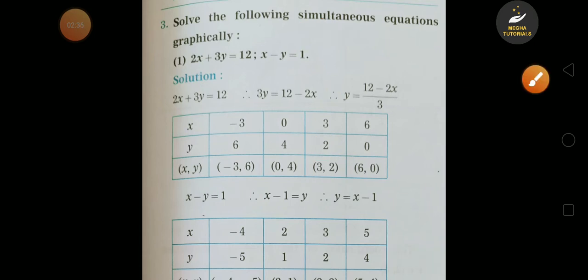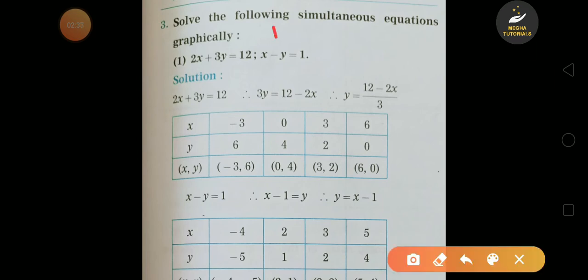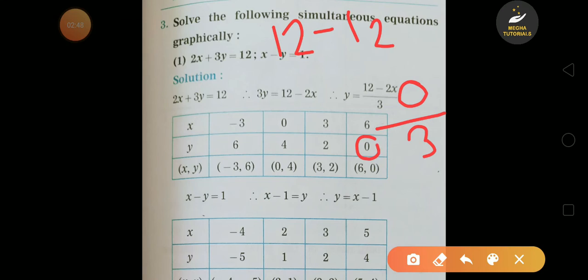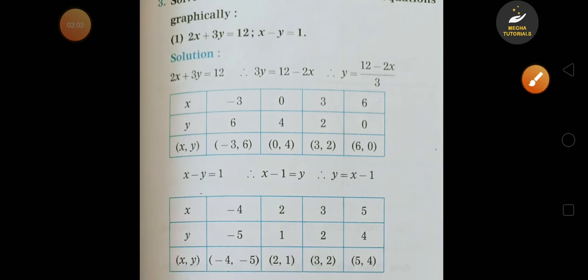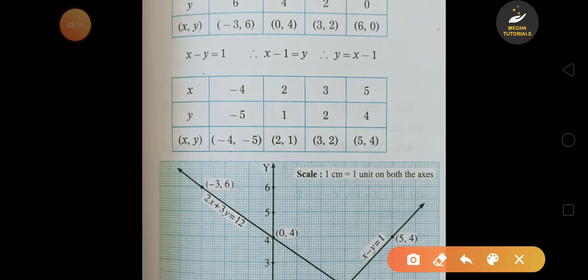so 12 minus 2 into 6, that is 12, so 12 minus 12 is 0, 0 upon 3, 0 upon anything is 0, therefore आपका y का आंसर आया 0 and आपका ordered pair आया 6,0। So in this way we can get 4 ordered pairs for the equation 1। Okay, then consider equation 2.